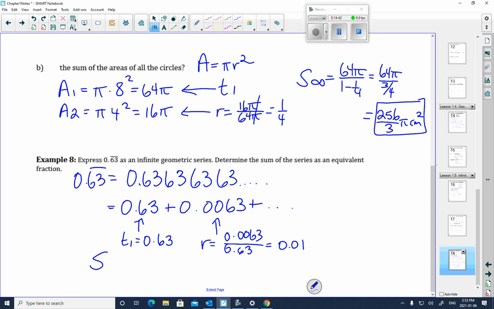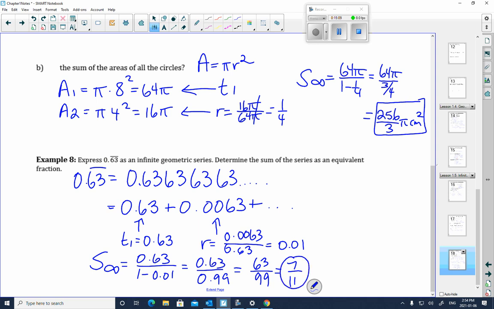So the sum to infinity would be 0.63 divided by 1 minus 0.01, which gives me 0.63 divided by 0.99. I don't know if you've ever seen this before, but 0.63 over 0.99 is the same thing as a fraction of 63 over 99, which reduces to 7/11. 7/11. And check on your calculator. If you go 7 divided by 11, you will get 0.63 repeated.